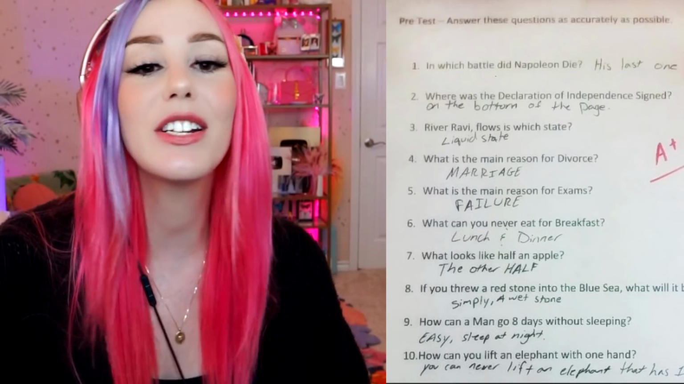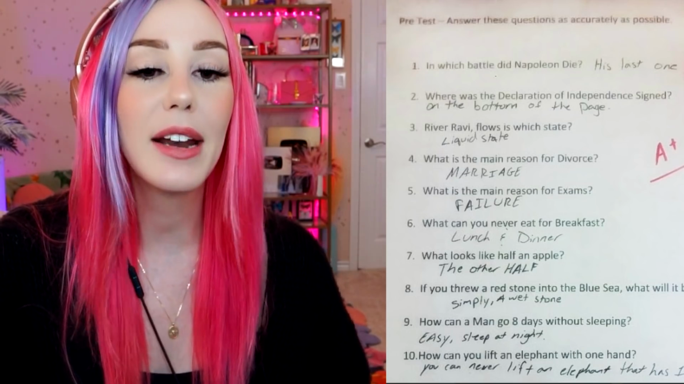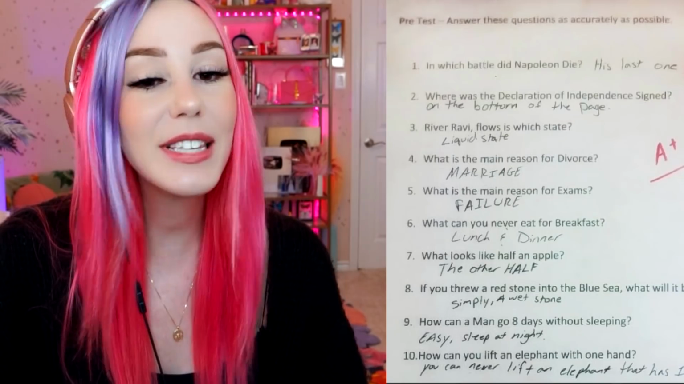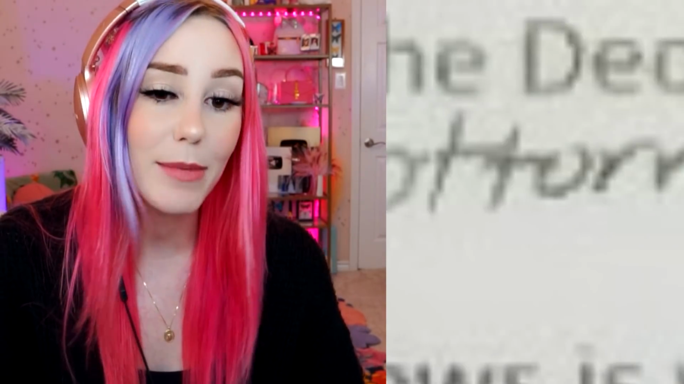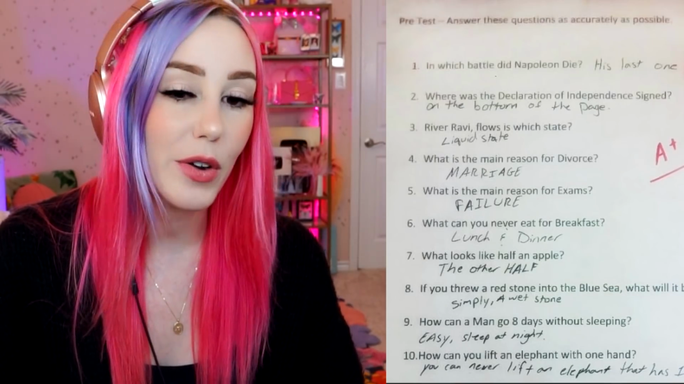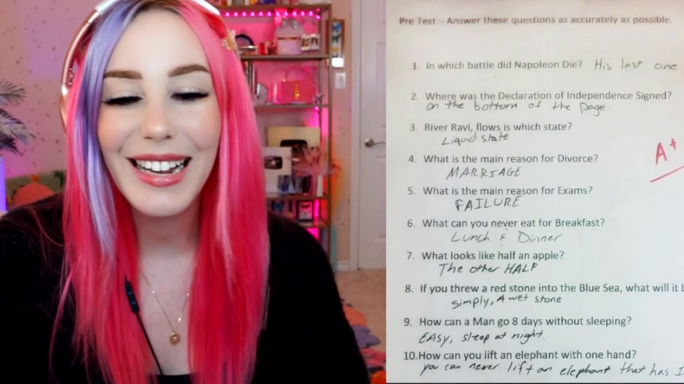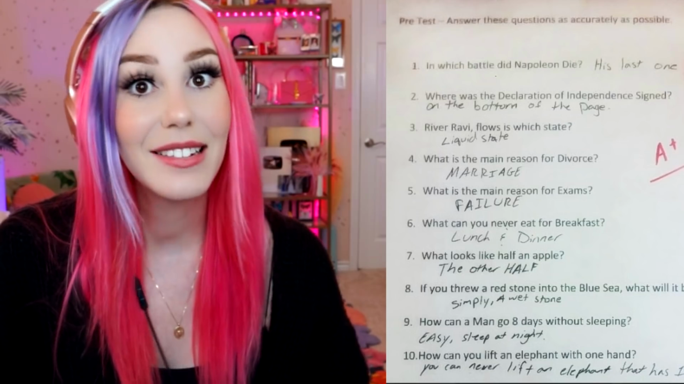Pre-test. Answer the questions as accurately as possible. In which battle did Napoleon die? His last one. Where was the Declaration of Independence signed? At the bottom of the page. What is the main reason for divorce? Marriage. What is the main reason for exams? Failure.